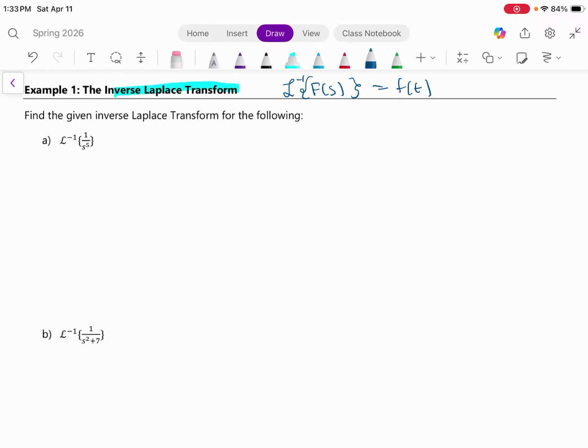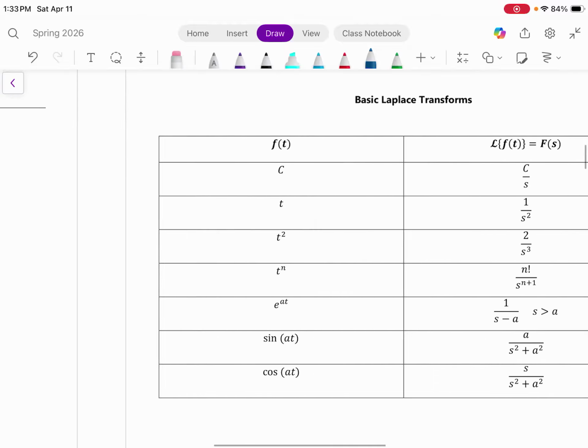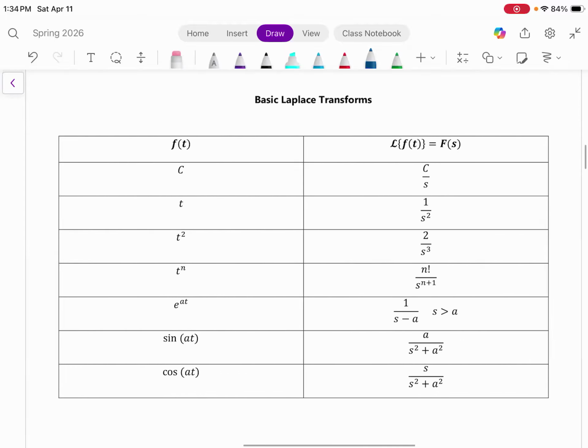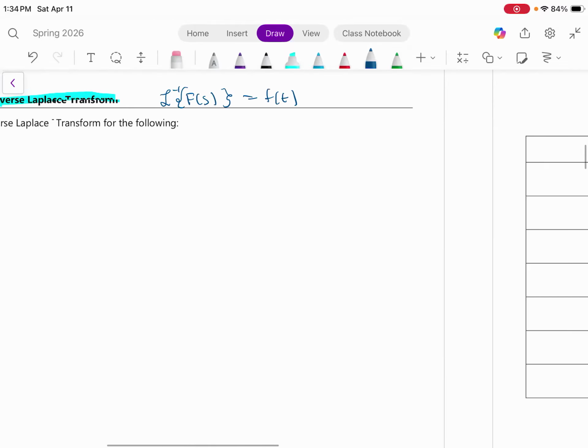Okay, so in order to do these inverse Laplace transforms, it's definitely handy to have a table somewhere near you so that you can identify what these Laplace transforms would turn back into. So here's a table of some basic Laplace transforms that we've been dealing with so far. We're going to utilize this to find some inverse Laplace transforms. So let's go ahead and look at example one.